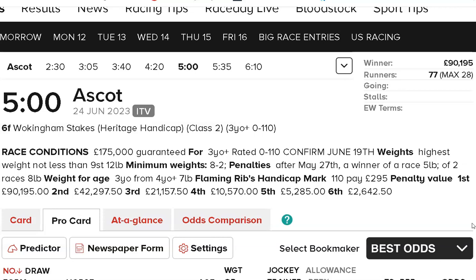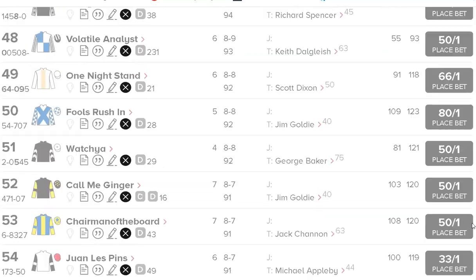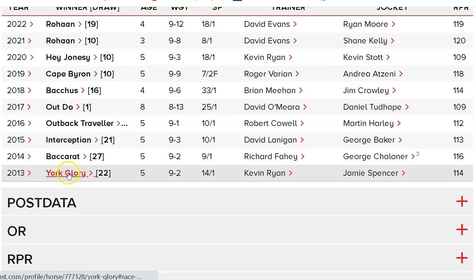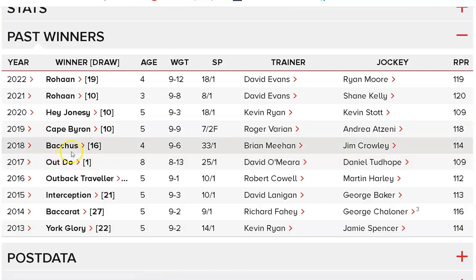This is a race we've got a good record in. Of course, we had the lovely ante-post bet on, what was he called? York Glory, all those years ago, 2013, 25 to 1 I put him up and he absolutely dotted up. We also had Interception, I think we were on that one, and yeah, it's been a good race.